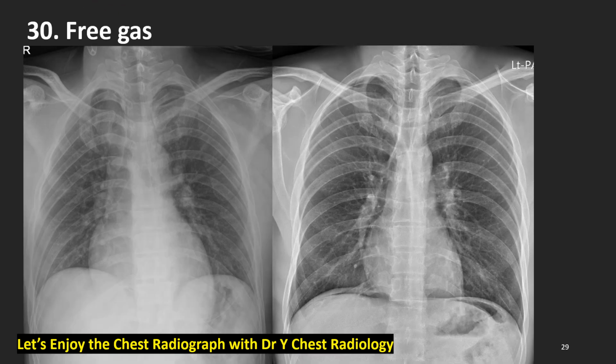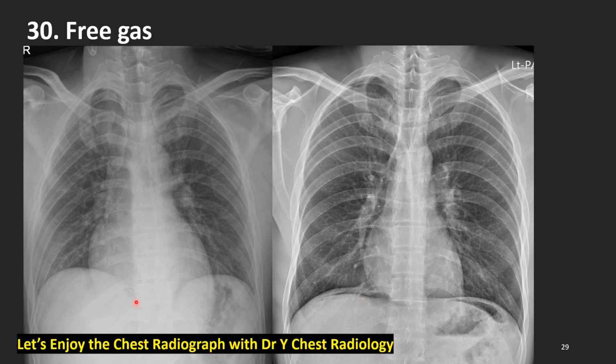Now it's almost done. Let's go to the last session. Free gas, pneumoperitoneum. The number one examination for diagnosis of free gas is the chest PA erect film, not the simple abdomen film, right? Yes, this one. Free gas. Air fluid level in stomach. This is an erect PA film of pneumoperitoneum.